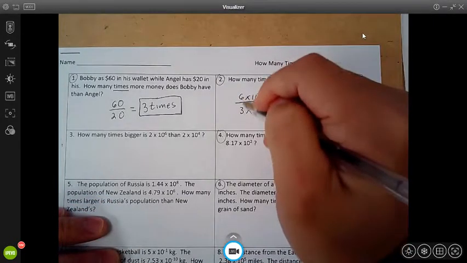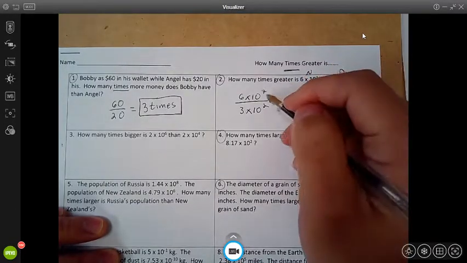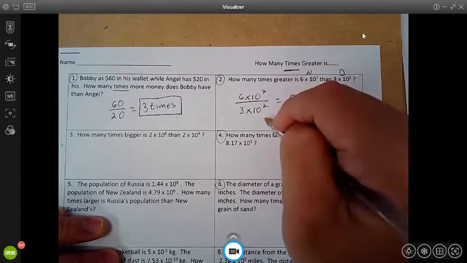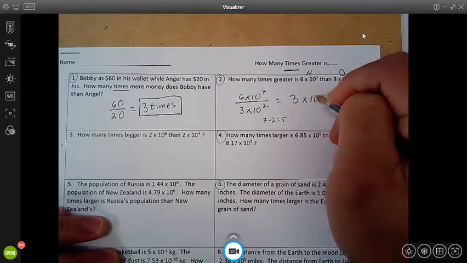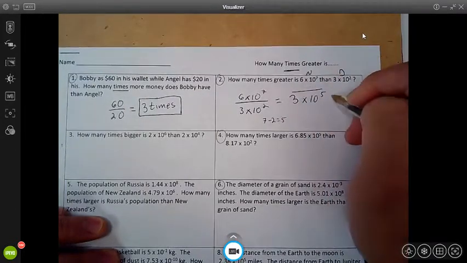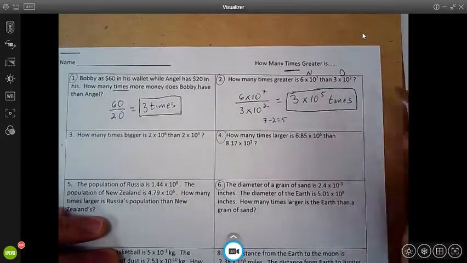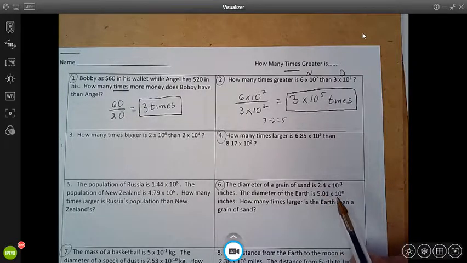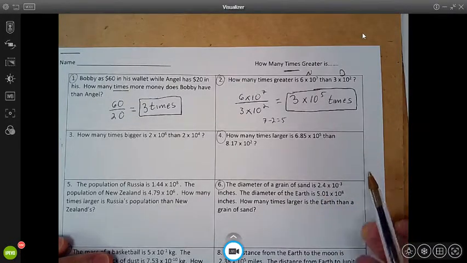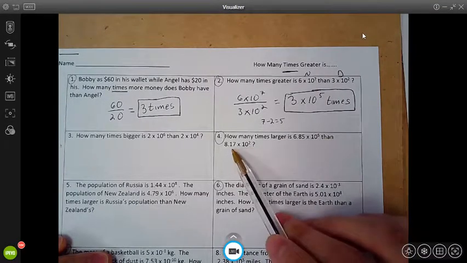So we're going to divide. We divide the coefficients. That gives you 3. And then we subtract the exponents, right? 7 minus 2 is 5. So this will be 3 times 10 to the 5th. Times larger. So 6 times 10 to the 7th is 3 times 10 to the 5th times larger than 3 times 10 squared.